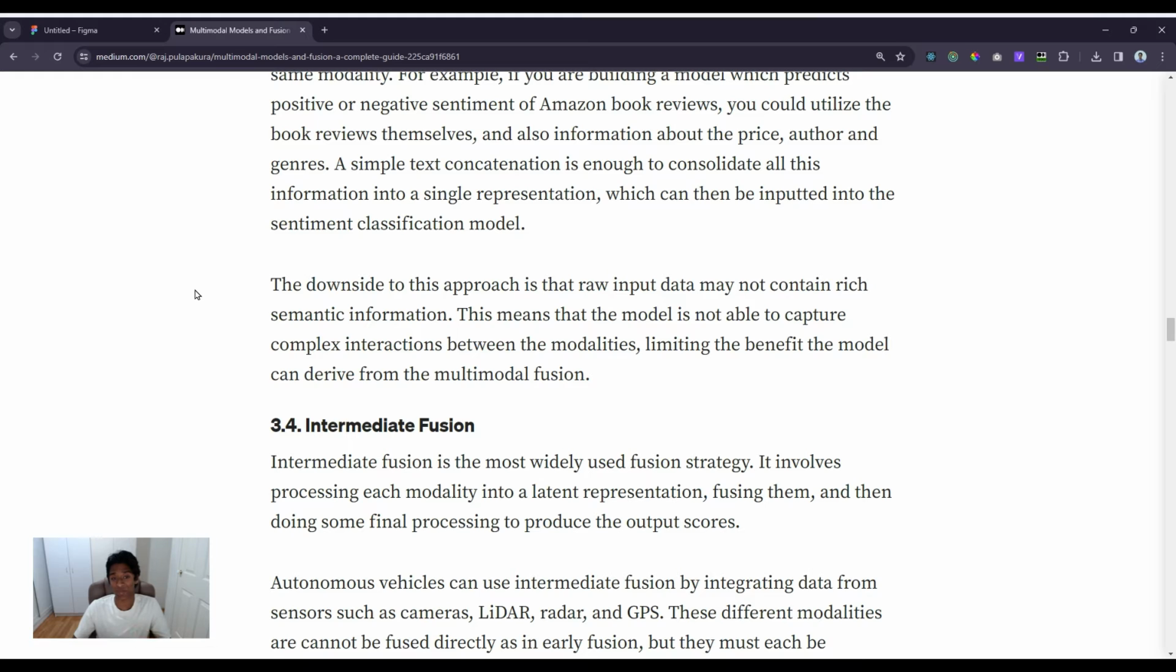The downside to this approach is that the raw input data may not contain rich semantic information. This means that the model is not able to capture complex interactions between the modalities, limiting the benefit the model can derive from the multimodal fusion.